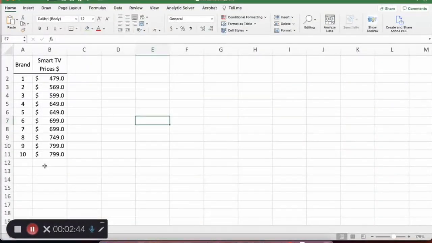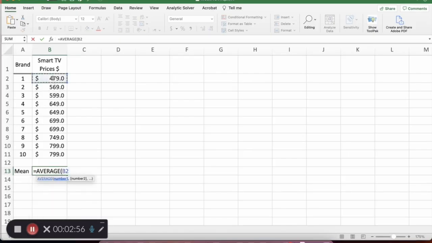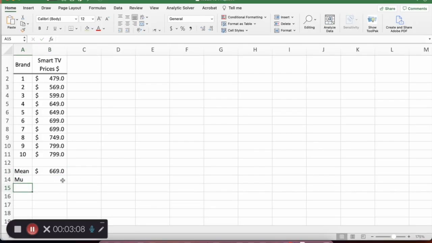For example, we have some smart TV prices. Suppose that this is my population. Let's find the mean of this, the average of the prices. The average price of these brands is 669. This is mu, which is the mean of this population.